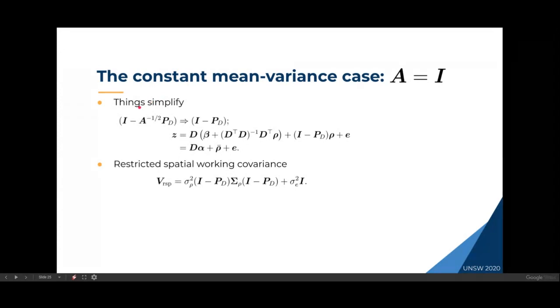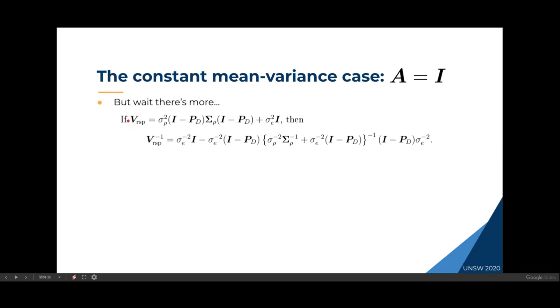Now in this situation, things simplify. So this I minus half PD becomes I minus PD, and the working linear model for the restricted spatial GEE reduces down to this particular form here. Subsequently, the restricted spatial working covariance has this particular form here. What's more interesting, however, is that if I take this restricted spatial covariance matrix and take the inverse, I just use the Woodbury identity and I get the inverse. If I then substitute it back into the restricted spatial GEE, it's pretty straightforward to show that the restricted spatial GEE simplifies to this particular GEE form here.